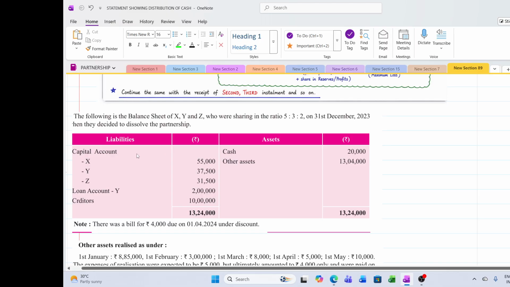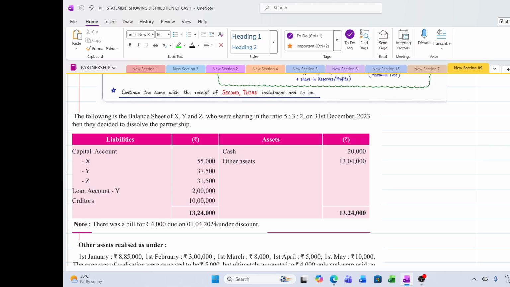So let us proceed with the sum. There is a capital account and a loan account of Y, an outside liability of creditors, and cash and other assets. And there is a bill under discount. It means that there is a bill receivable which is due for payment on 1/4/24, so the debtor has to make payment only on 1/4/24.